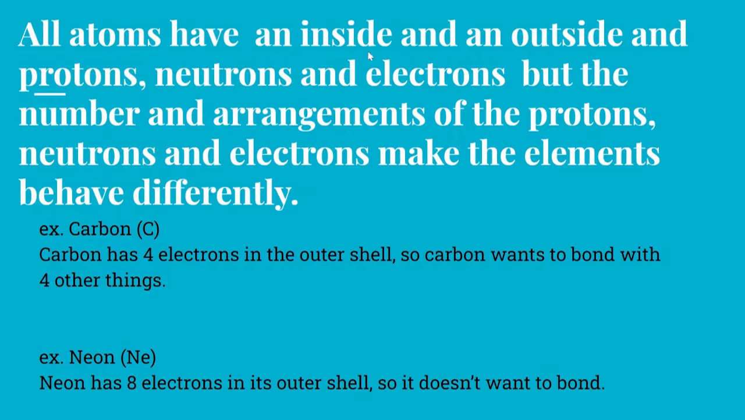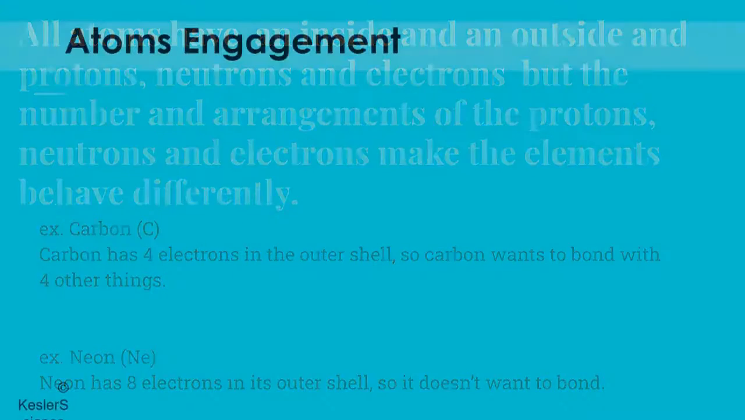All atoms have an inside and an outside, just like an egg. The outside of the egg is a shell. The outside of an atom is a shell where the electrons are found. The inside is the nucleus, right, with the protons and neutrons. The inside of an egg is the yolk, right? They all have protons, neutrons, and electrons, but how many they have makes them different and act different.